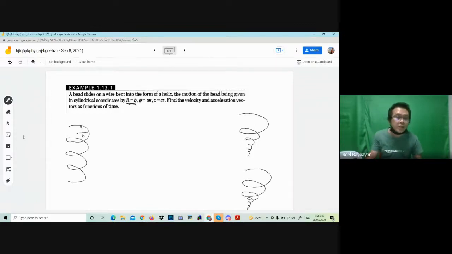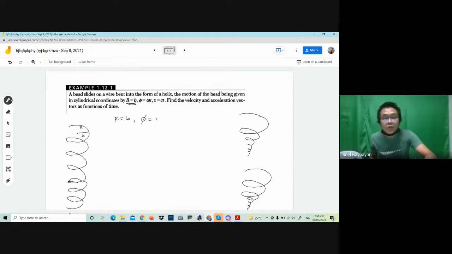But in this case, in this example, fix lang imong R. Okay? So from time to time, ang imong R is constant lang. And that constant is equal to B. So, dili siya magkagamay, no? Constant lang yung R. So, ingana siya forma, the motion of the bead being given in the cylindrical coordinates, which is R is equal to B, which is constant. Phi is just omega t, no? Omega t, kaning iyahang angular speed is omega. And Z is equal to ct, no? Z is equal to ct.